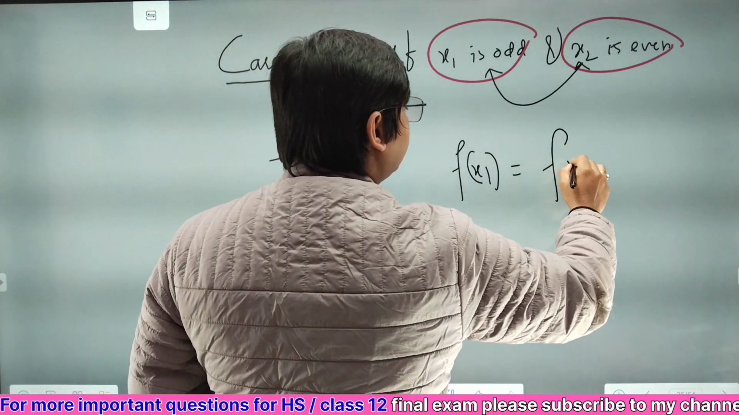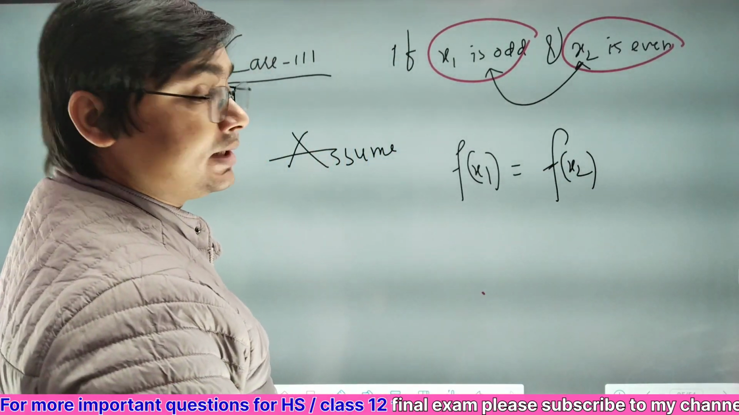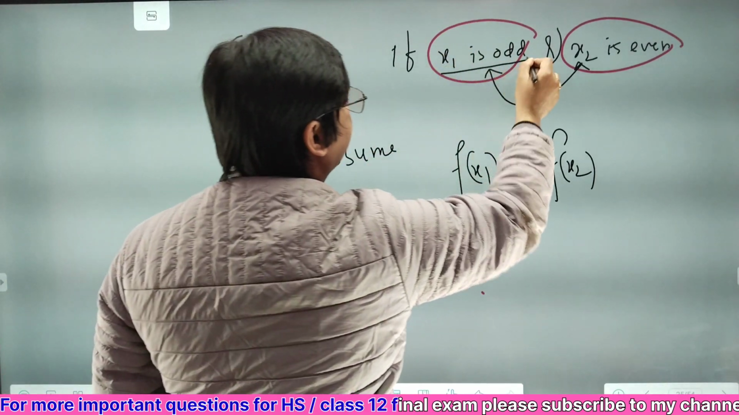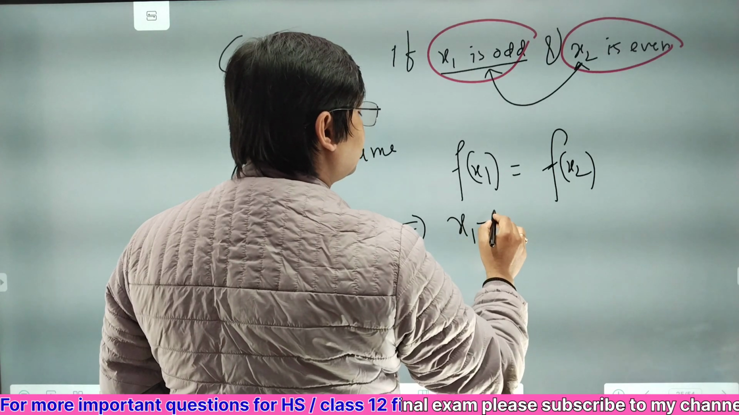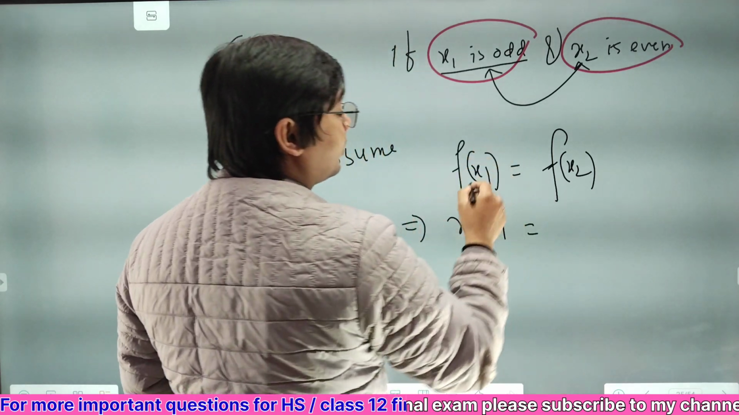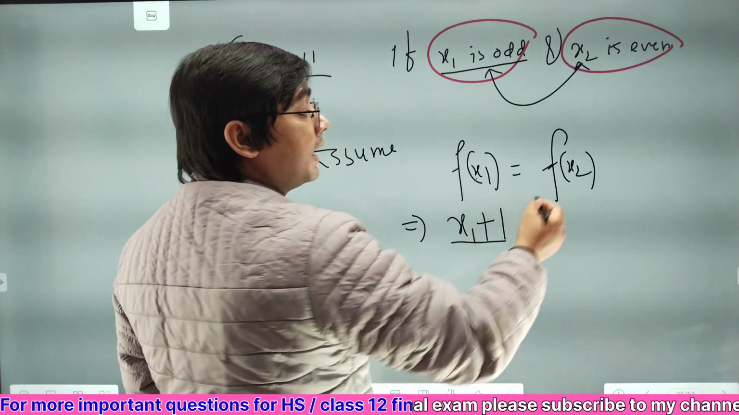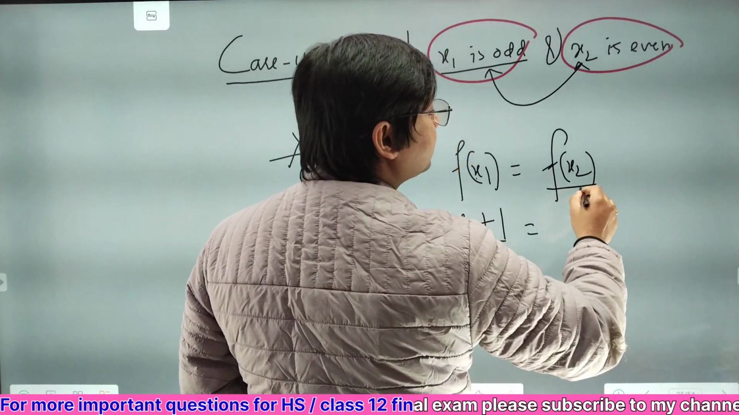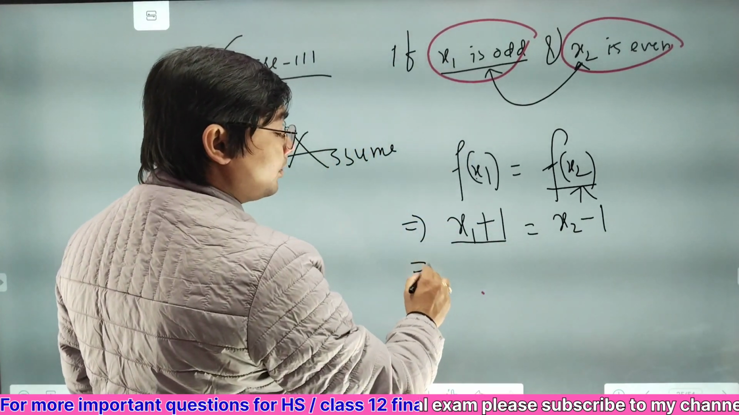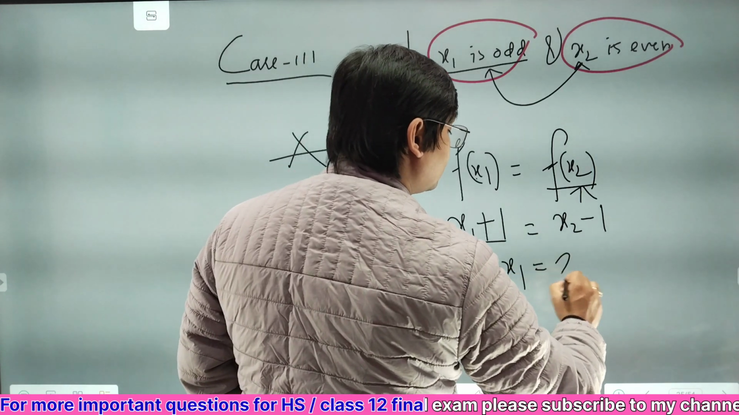We assume their images are also equal. So here, what will be the value of f of x1? x1 is our odd number, so this will be x1 minus 1 plus 1, because according to our definition, if x is an odd number, then we get plus 1. And f of x2, where x2 is our even number, will be x2 minus 1. So from here we get x2 minus 1 equal to x1 plus 1.